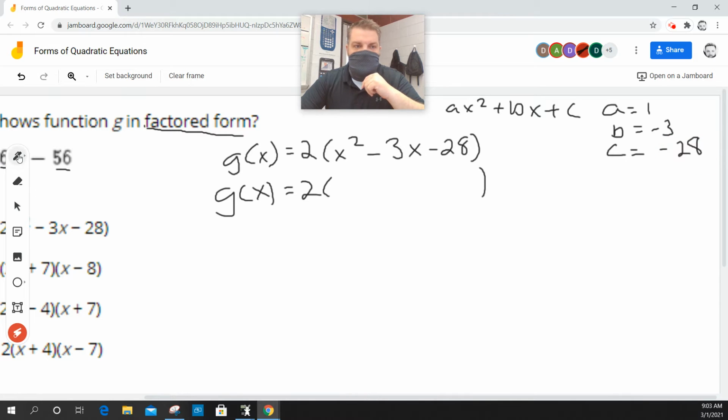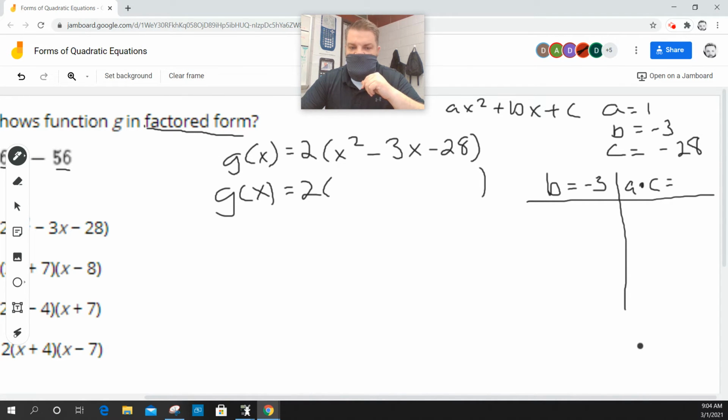Okay? So to factor this, I'm going to use the AC method. I need 2 terms that when I add them up, it equals b, which is negative 3. But also, when I multiply them, it equals a times c, which is 1 times negative 28, just negative 28. So I think it's negative 7 and positive 4, because that equals negative 3, and then negative 7 times 4 equals negative 28.